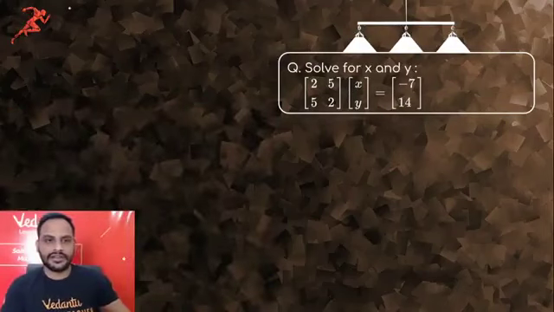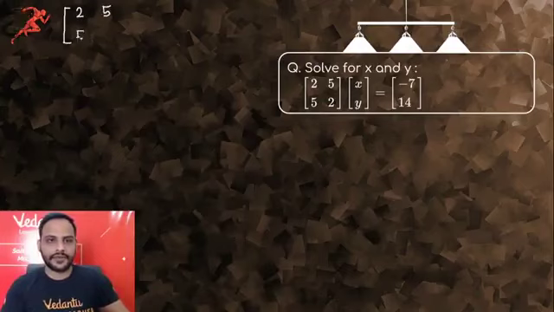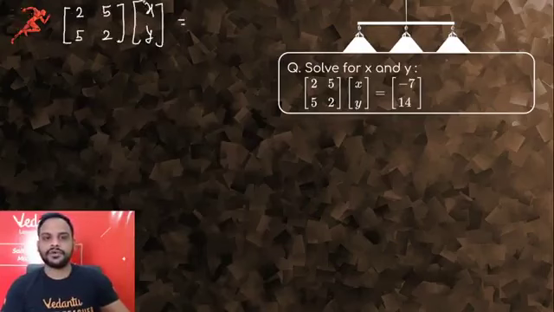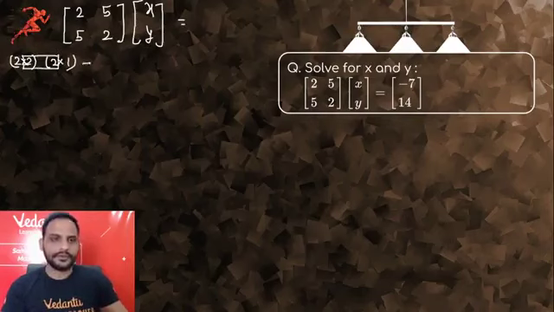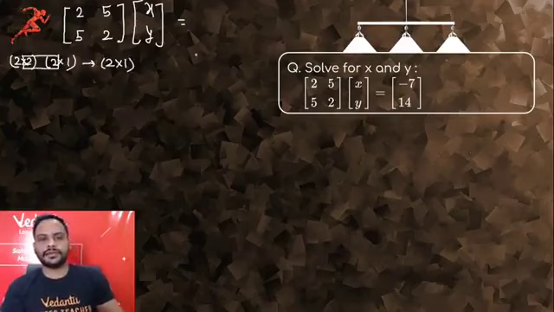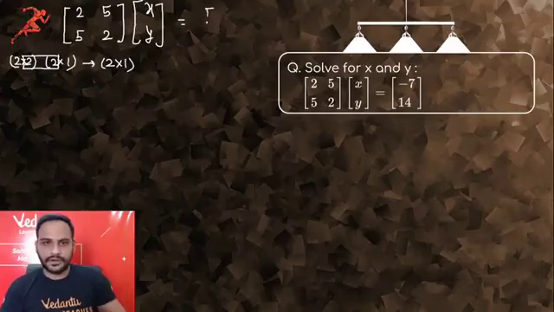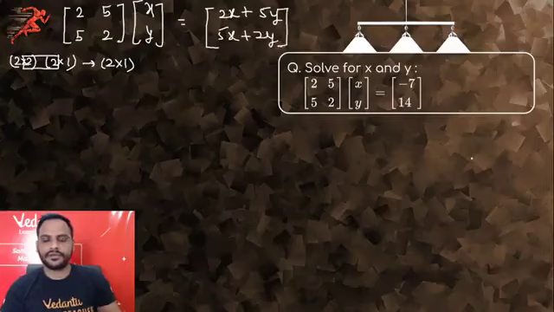If I multiply these two, what I have is the matrix 2 5, 5 2 with x and y. The rows will be multiplied with the columns. This is a matrix of order 2 by 2 multiplied with a matrix of order 2 by 1. So yes, multiplication is possible, and the answer will be a matrix of order 2 by 1, that means 2 rows and 1 column. Let's multiply the first row with the first column. So 2 into x is 2x plus 5 into y, and then 5x plus 2y. This is the resultant matrix.